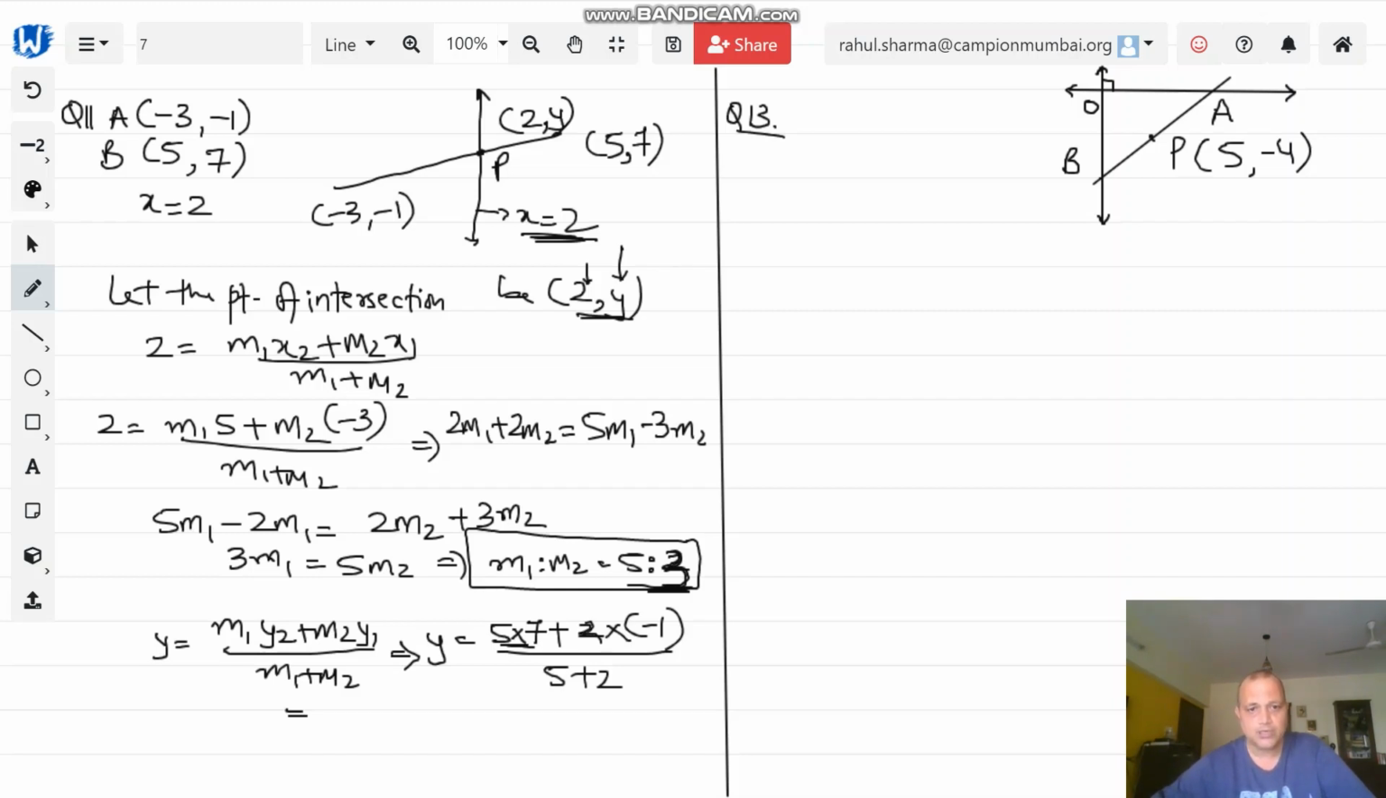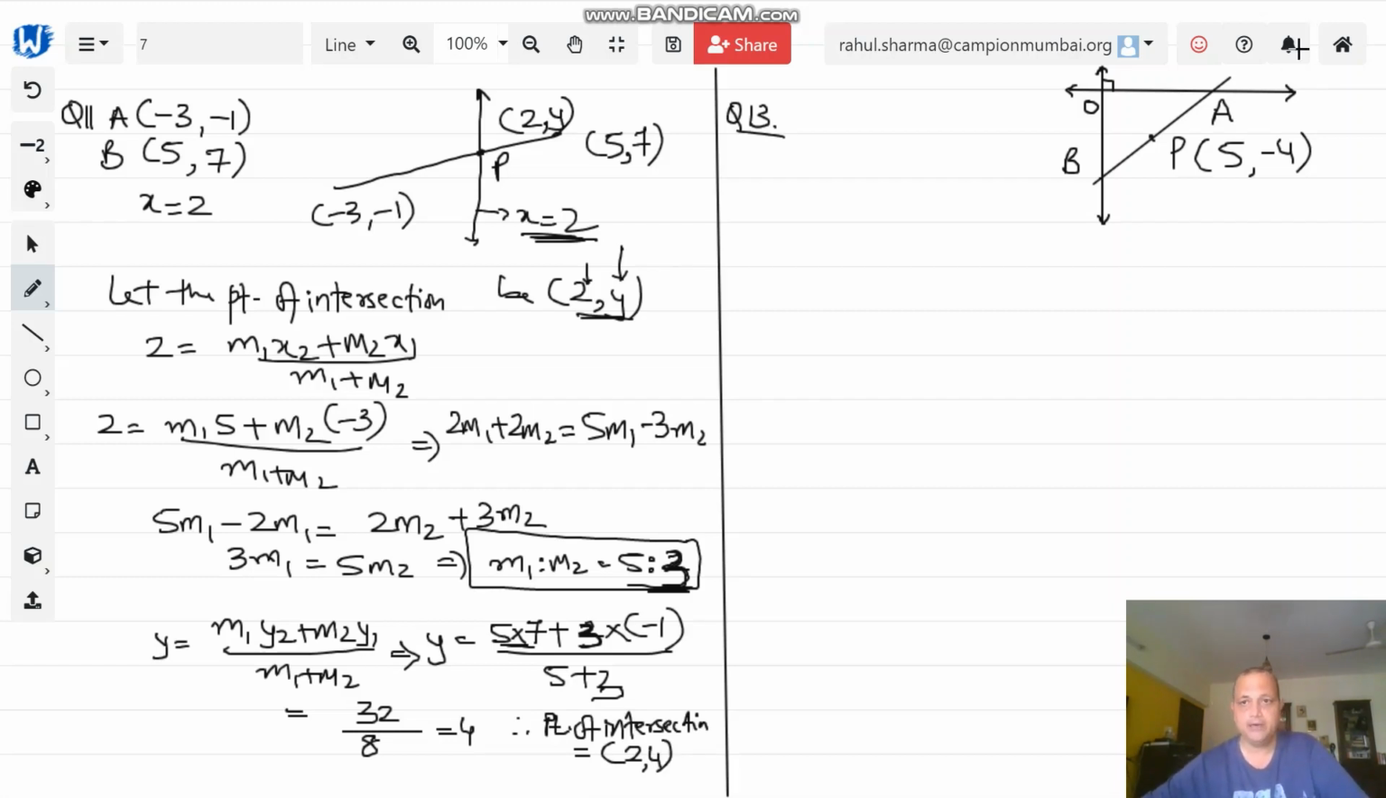So this is 3 into negative 1. So this is 35 minus 3. That's 32. And again, this is 5 plus 3. So this is 8, which means y is equal to 4. Therefore, point of intersection is equal to 2 comma y, which means 2 comma 4. Let's look at the next question, question number 13.